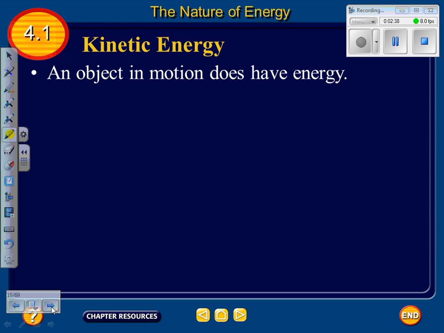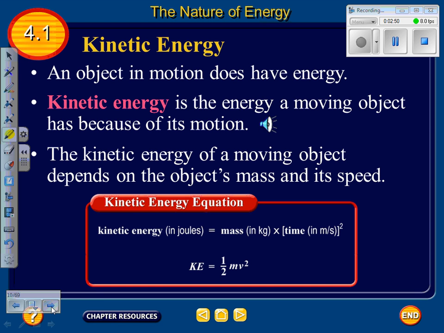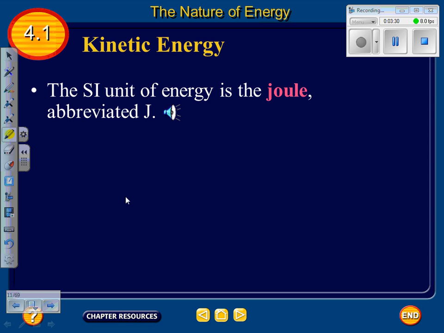An object in motion does have energy. Kinetic energy is the energy a moving object has because of its motion. Kinetic energy of a moving object depends on the object's mass and its speed. Kinetic energy, measured in joules, equals 1/2 mass, with mass in kilograms, times velocity in meters per second, squared. This formula looks like KE, kinetic energy, equals 1/2 the mass times the velocity squared. The SI unit of energy is the joule, and again, a good test question, abbreviated as J.